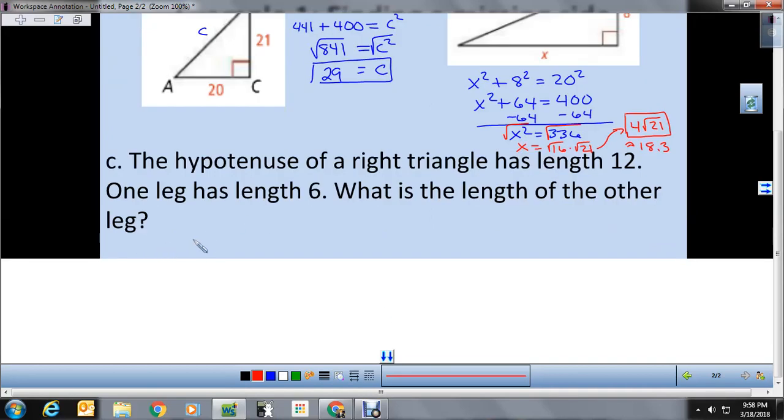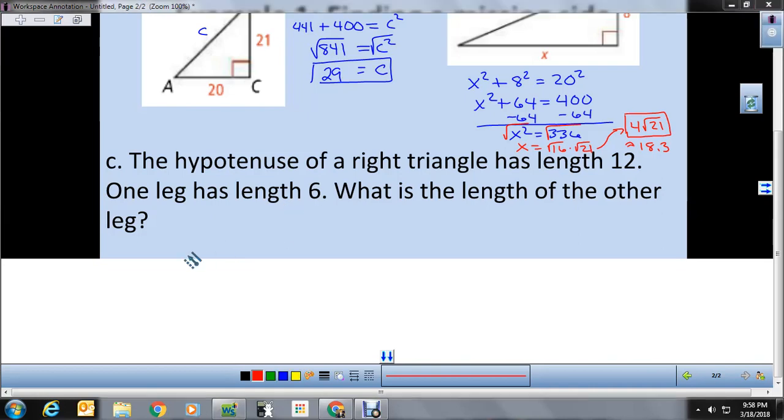All right, so let's make sure we set this up correctly. If you ever are confused of what it's supposed to look like, you can always draw a picture. So a hypotenuse of a right triangle has a length of 12. One leg has a length of 6. What is the length of the other leg?